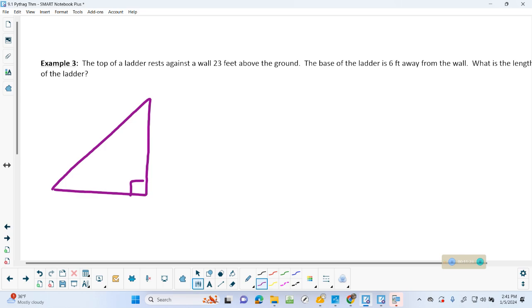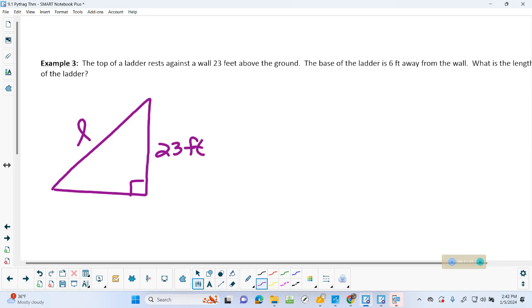All right, next question. Read closely. Top of the ladder rests against the wall. Which side of the three on the triangle is the ladder? The bottom, the vertical, or the slanted? Slanted. So I'm going to label it L for ladder. That's as great as my artistic skills get. I had some kids drawing some really nice ladders in my other class. I'm not that good. Okay, 23 feet above the ground. So which side's 23? The bottom or the vertical? Vertical.